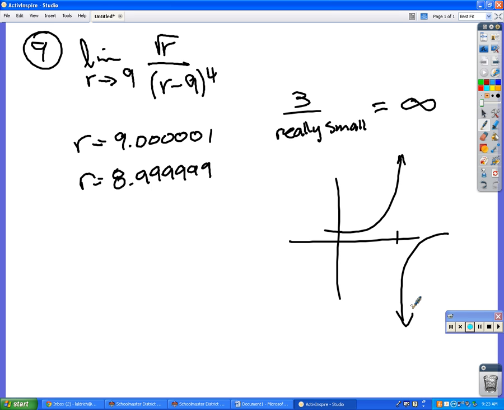Can you do 6 algebraically? Probably not, but we can try. I don't even know.